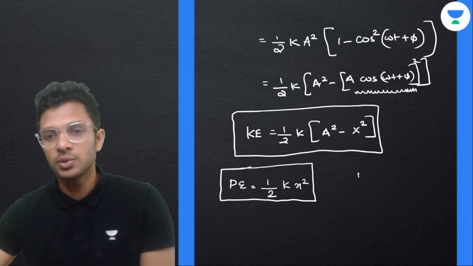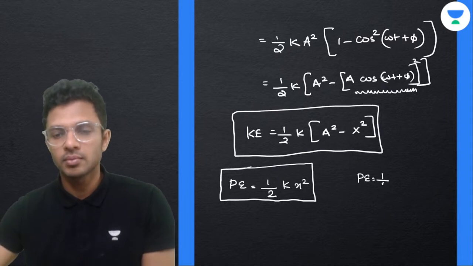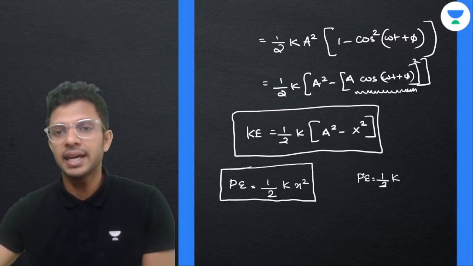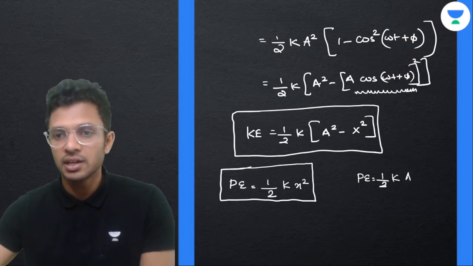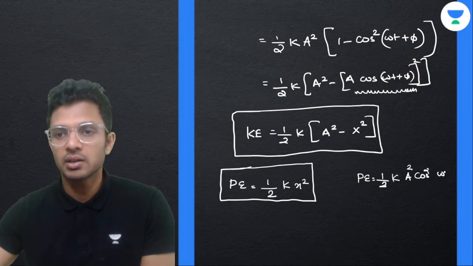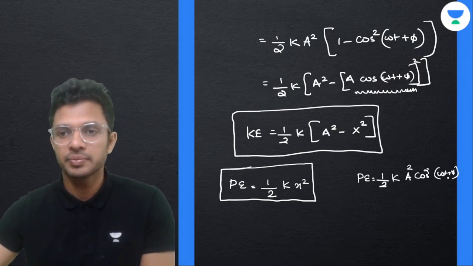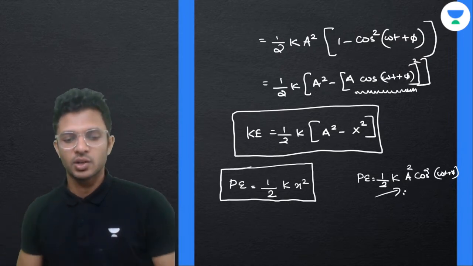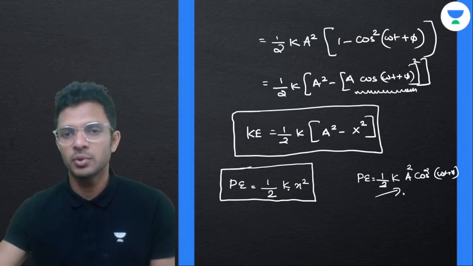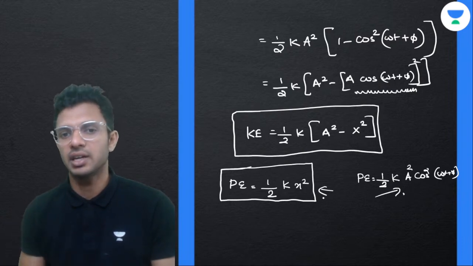If you want to substitute for x, x equal to a cos omega t plus phi, x is displacement, right? So x square is equal to a square cos square omega t plus phi. So this formula is also okay, but the most relevant formula is half k x square.